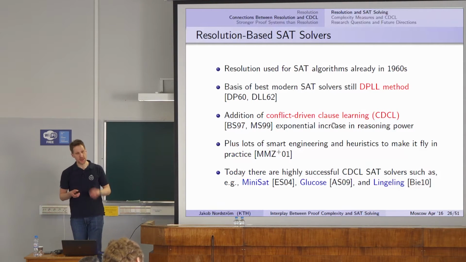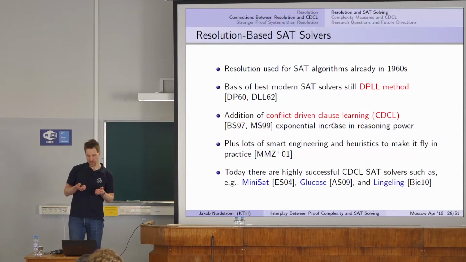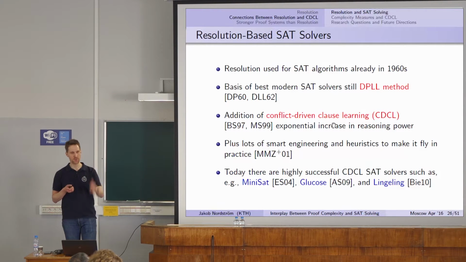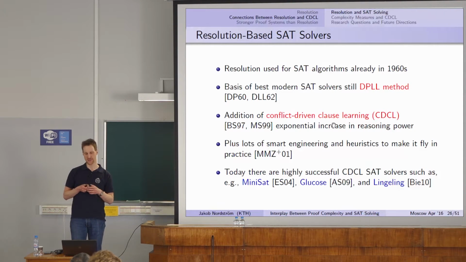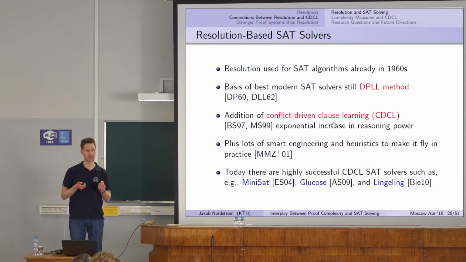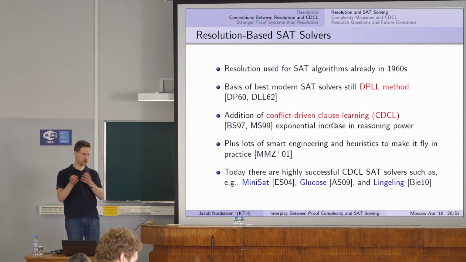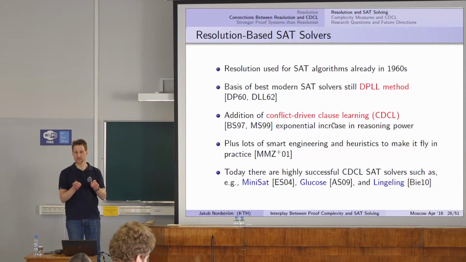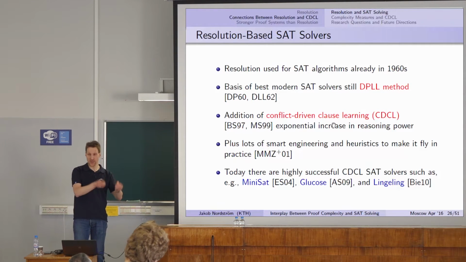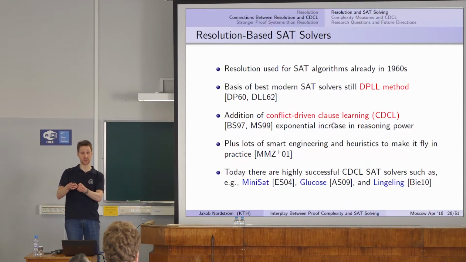As I said, the best modern SAT solvers are still based on the DPLL method from the 1960s, and then, as Sam remarked, a lot of smart things have been added since then. In particular, the one crucial addition in the late 90s is conflict-driven clause learning, which is learning clauses and reusing them. In terms of proof complexity, it's easy to understand: you're going from a tree-like proof system to a DAG-like proof system. And that turns out to be exponentially stronger.